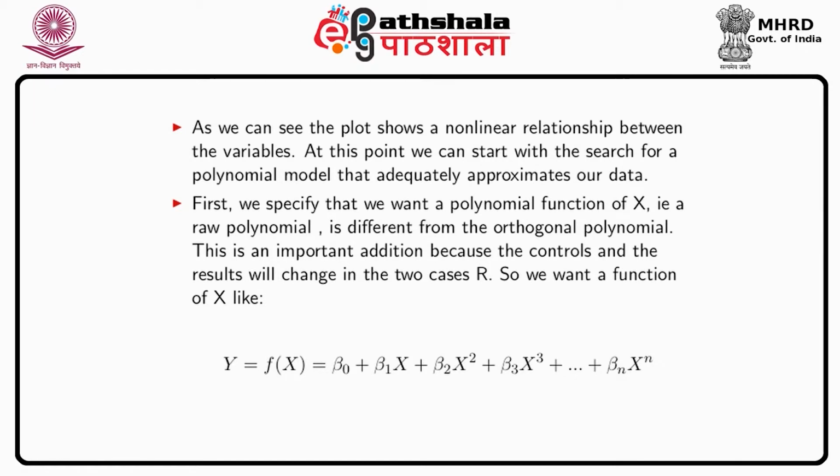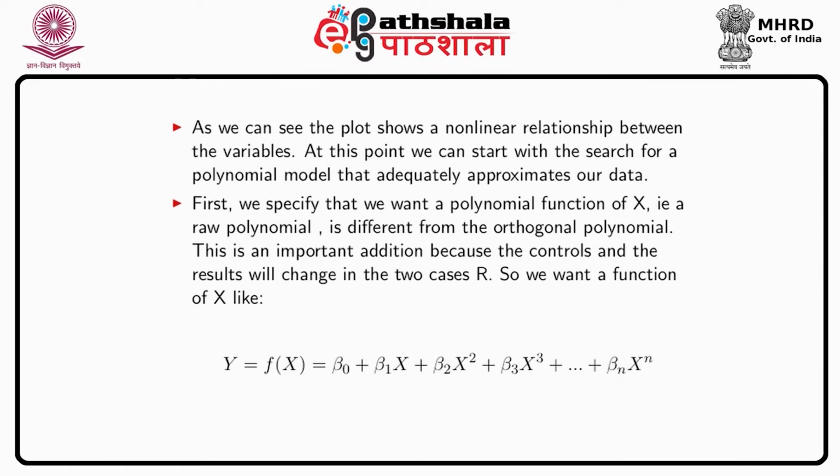So first we specify that we want a polynomial function of x, that is a raw polynomial, which is different from the orthogonal polynomial, which we can also fit. Now this is an important addition because the controls and the results will change in the two cases. So in case we want to fit an orthogonal polynomial, that has to be separately mentioned while fitting a model to the data. So we want a raw polynomial which is of the following functional form. Y is a function of x given by beta 0 plus beta 1x plus beta 2x square plus beta 3x cube plus beta nxn, where n is the order of the polynomial.